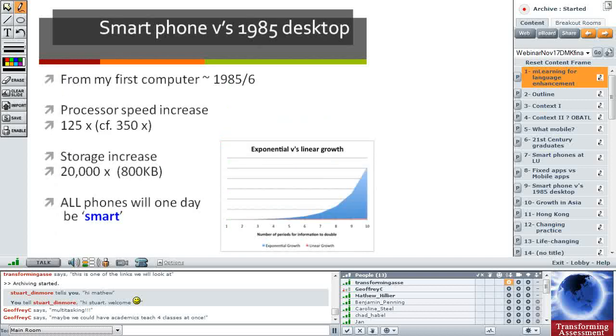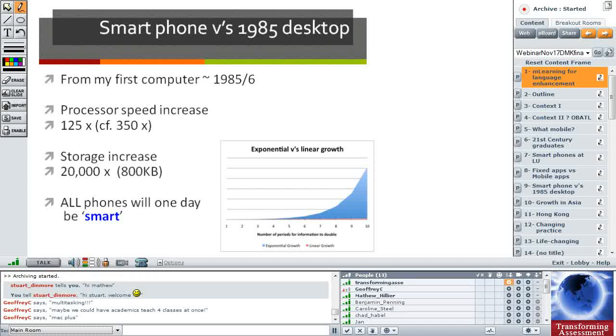I also thought it would be useful for us to reflect for a moment on what your first computer was like. I remember the first machine I bought, which I was very happy with, and I did my word processing and drawing and basic spreadsheets. But my current mobile phone has a processor that's about 125 times faster, and the storage capacity is increased by about 20,000. You're almost right, Geoffrey. It was a Mac SE. I went high-tech in those days.